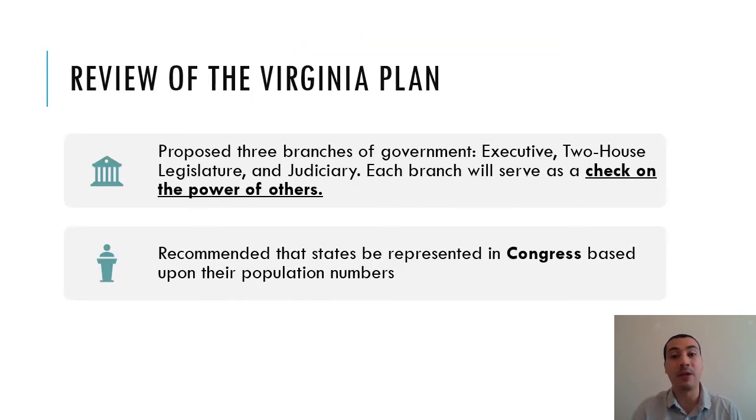Let's have a quick review of the Virginia Plan, scholars. It proposed 3 branches of government: the executive power, headed by the president; a two-house legislature, the Senate and House of Representatives; and the judiciary, headed by the Supreme Court. Let's recall, scholars, that each branch will serve as a check on the powers of the others. It means that the executive power will have some power to check the other 2, and the judiciary against the legislative and executive, and so on. In that way, they are creating a system of checks and balances.